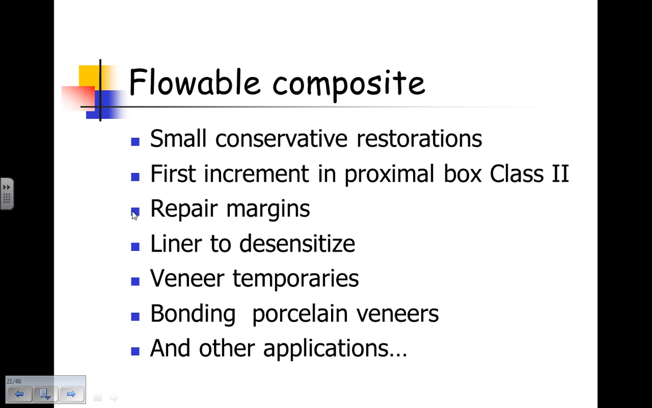We can use it to repair margins of existing composites where they fractured, but there's no evidence of caries, and we can just repair. We're using it as a liner to help control postoperative sensitivity and as a stress breaker. People are using flowables for veneer temporaries and for bonding porcelain veneers. Flowables have multiple uses in our practice. These are less viscous composite resins, less highly filled by weight, less wear resistant.